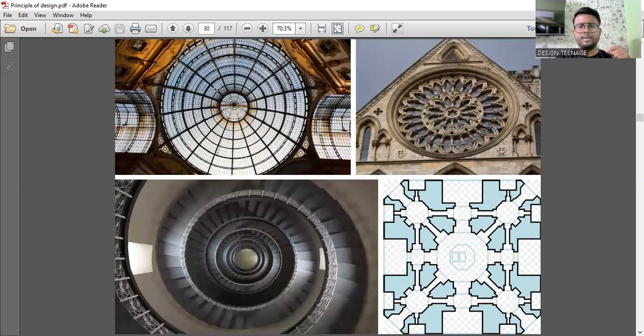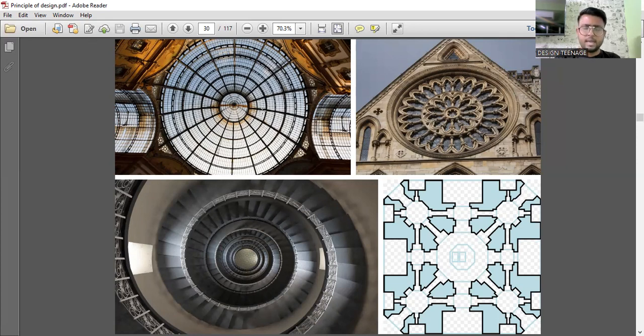Some of the greatest examples of radial balance are over here. The right hand side top composition comes from ancient architectural styles, most probably Roman architecture, where tinted glass started to be used. For example, this right hand side bottom one, everything is revolving around the central point. Everything looks similar around that central point, however you draw an axis. This is how these things are radially balanced. Mostly spiral things are always radially balanced, for example the staircase, this dome.